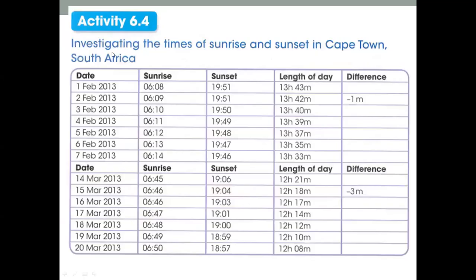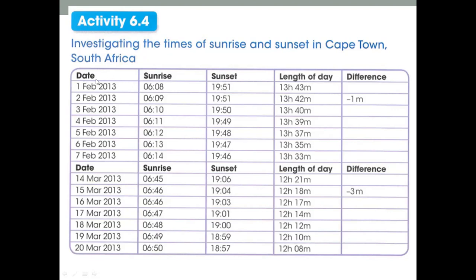Here you can see the investigation of the time of sunrise and sunset in Cape Town. This is the table for Cape Town. You can make a table or record it for Saudi Arabia, your city, or Cape Town, South Africa. On 1st February 2013, which was 8 or 9 years ago, the sunrise time was 6:08 and the sunset time 7:51. So nowadays, what do you think?